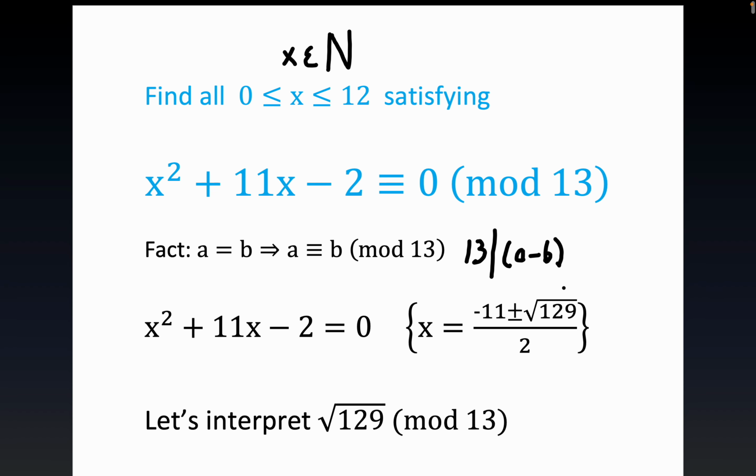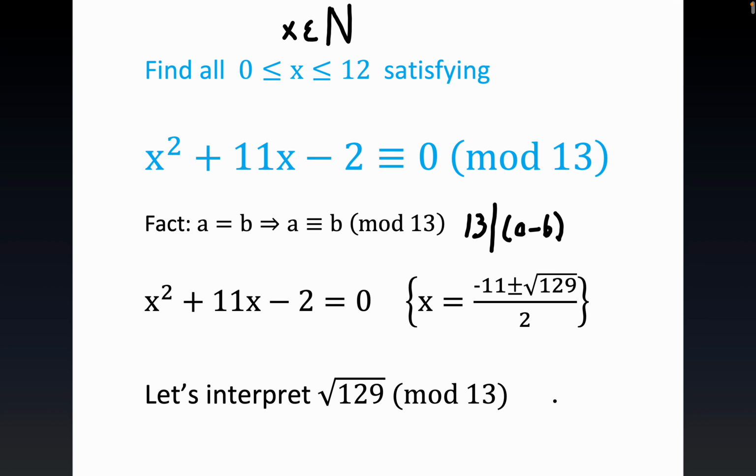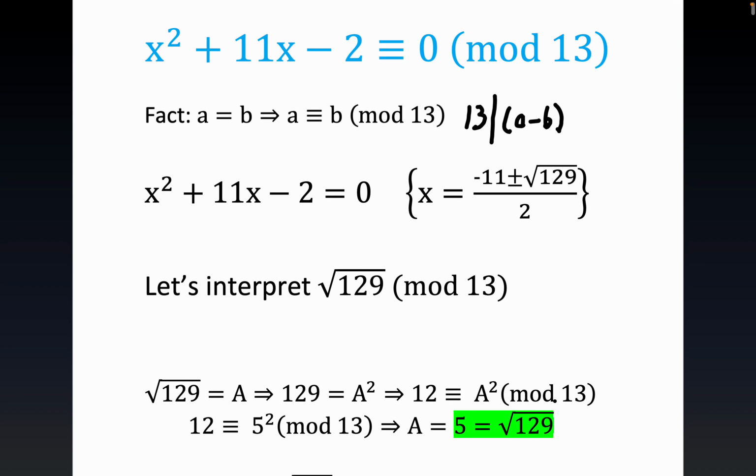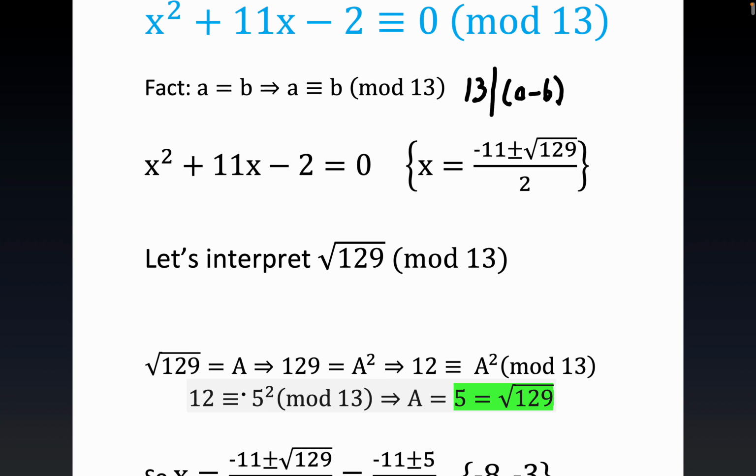Now the whole aspect that I think is important right here is just, if you can interpret the square root of 129 modulo 13, you're effectively done with the problem. Let's take a look at how that would go. Now this just goes all the way back to the definition of square roots, all the way back to the real numbers. Square root of 129 is equal to a. If you square both sides, you get this.